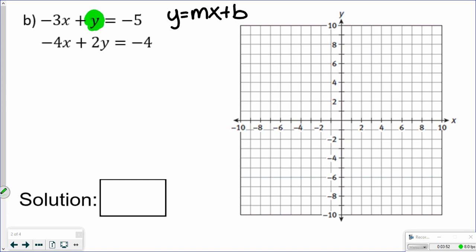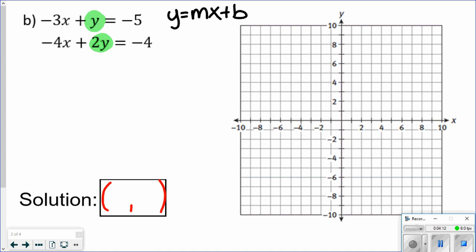So I need you to type out or write out your work, show every step, and then you're going to graph these lines and tell me their solution point or their intersection point. And you're going to do the same thing for letter C and D. You can do it. If you need help, join Zoom or send us a message.